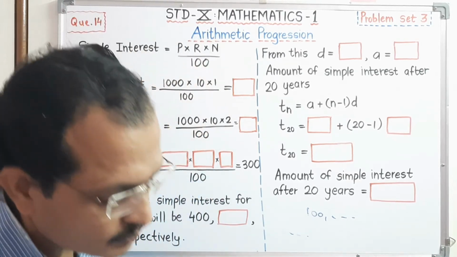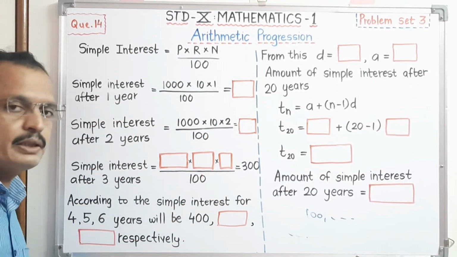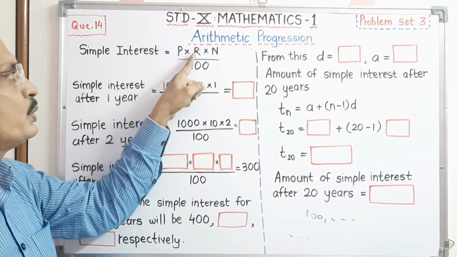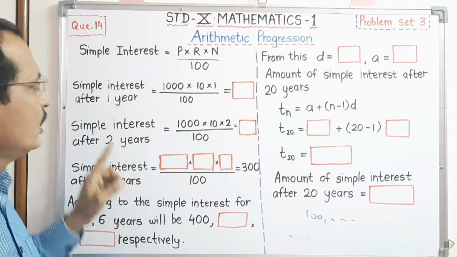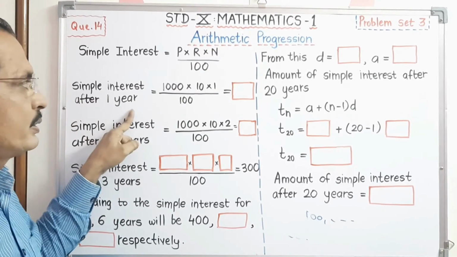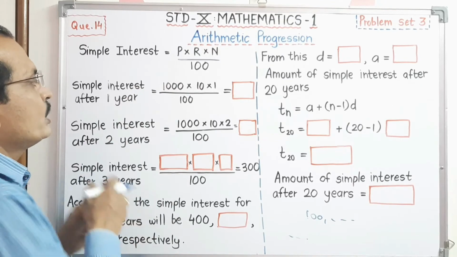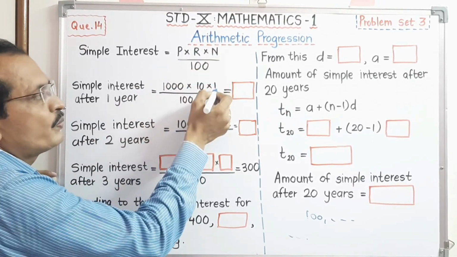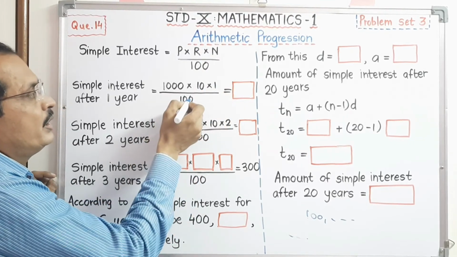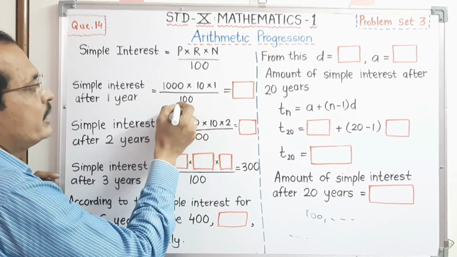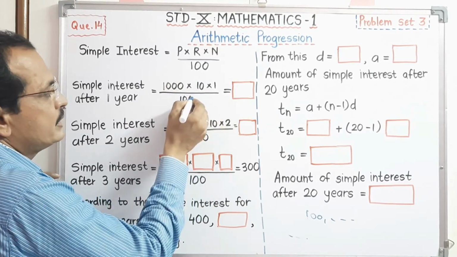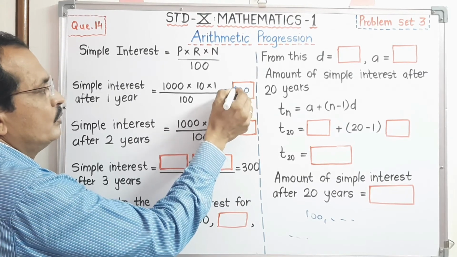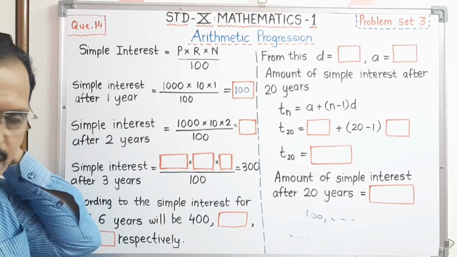Now see here what is given. It is simple interest. Therefore all of you know the formula for simple interest: P into R into N upon 100. Now simple interest after 1 year. Principal amount is 1000 rupees, rate of interest is 10 and number of years is 1, divided by 100. If we simplify this, this 0, 0 and this 0, here it is 100. For the first year it is 100.